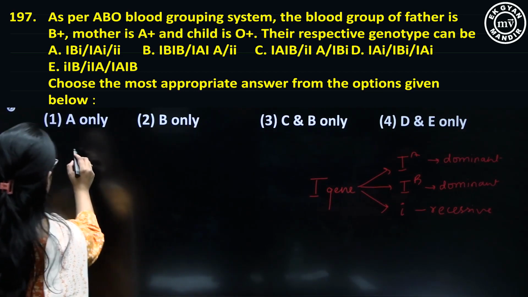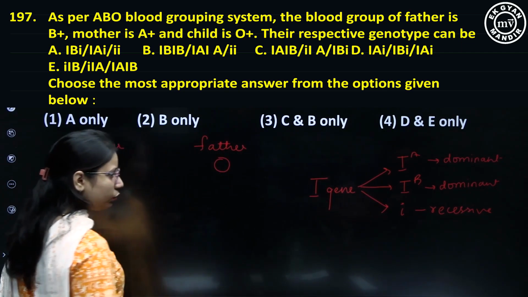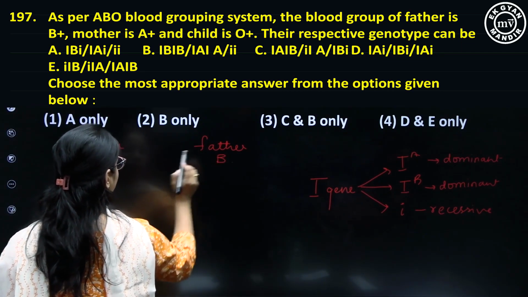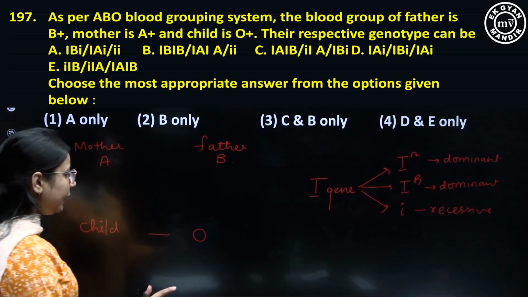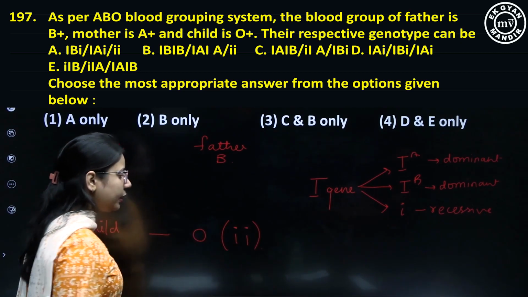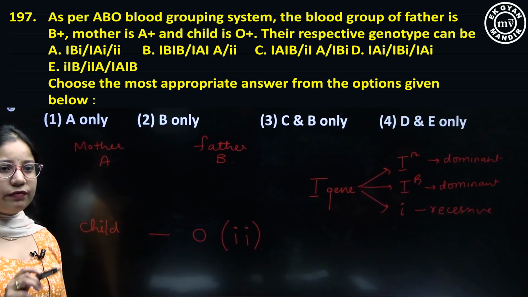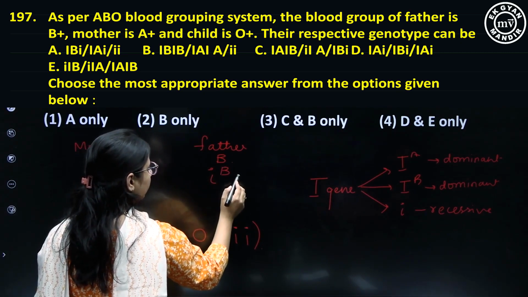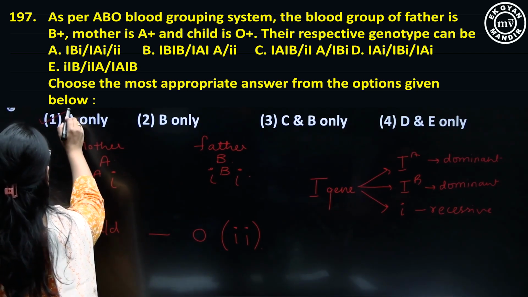So the mother has A blood group and the father has B blood group, and their child has O blood group. तो बच्चे O blood group का एक ही जीनोटाइप हो सकता है because O is a recessive type. इसका जीनोटाइप हो सकता है ii. And mother, ये जीनोटाइप तभी आएगा when the mother and father they are heterozygous. That means यहाँ होगा IAi और यहाँ होगा IBi. So the correct option is option number 1.